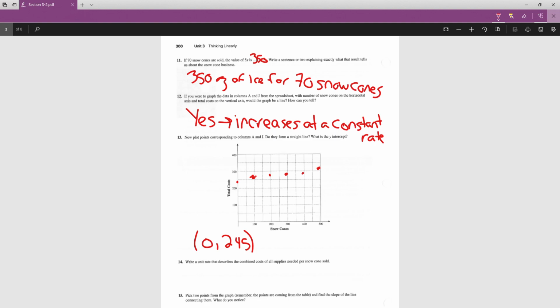14 asks us to write the unit rate that describes the combined costs of all supplies needed for snow cones sold. Well, we've just discovered that we were going up by $12 per 100 snow cones. So I go up by $12 per 100 snow cones. You can either use your calculator to divide that out, or you can divide by moving the decimal over 2 places. My unit rate ends up being 0.12 or 12 cents per snow cone.